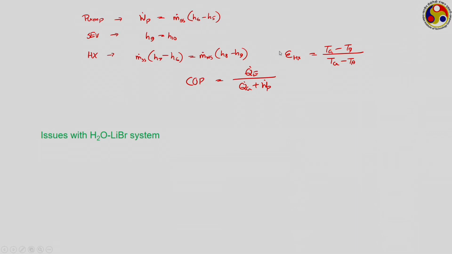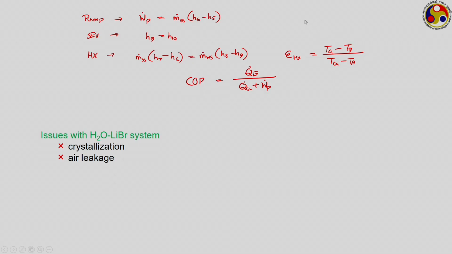Now, though we have talked about the water lithium bromide system, that has certain issues to be talked about, like there can be a crystallization problem. If the temperature, particularly in the evaporator, drops below certain limits, as its pressure drops, then lithium bromide, which is actually a solid, can get separated from the mixture and can get deposited in the form of crystals, which can lead to severe blockage issues. So, there are certain limits below which we can't lower the temperature.